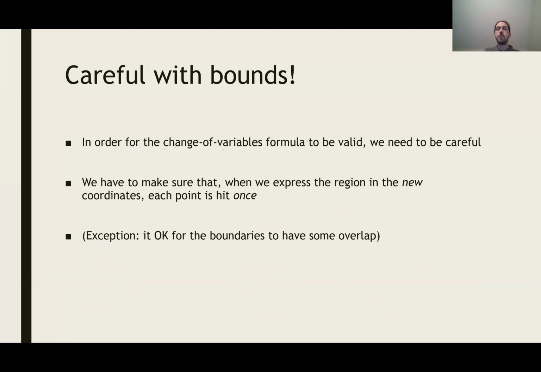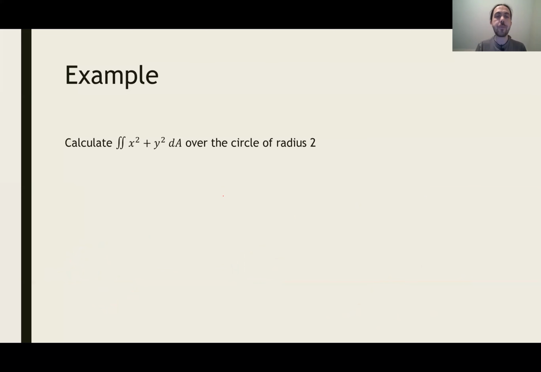When we're doing this substitution, we have to be a little bit more careful about our boundaries. We have to be careful that when we express our new region and old region in terms of each other, we don't accidentally double count things. We want to make sure that every point gets hit exactly once, with some allowance for the fact that the boundaries are allowed to overlap. So here's a little simpler integral.